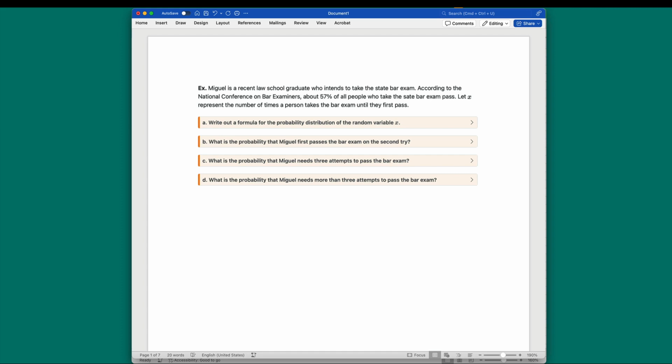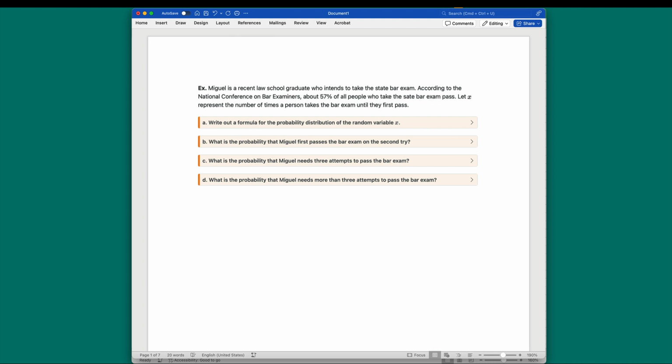Miguel is a recent law school graduate who intends to take the state bar exam. According to the National Conference of Bar Examiners, about 57% of all people who take the state bar exam pass. Let X represent the number of times a person takes the bar exam until they first pass.